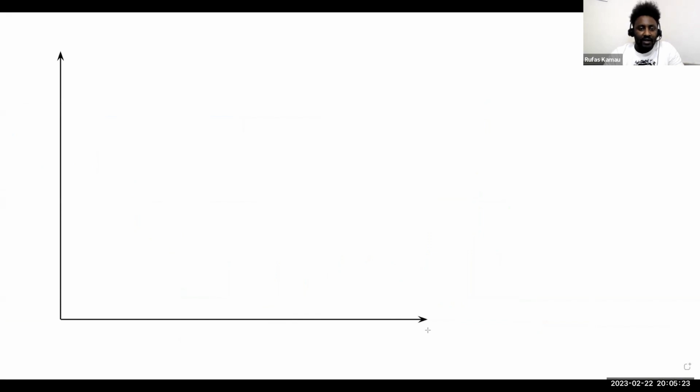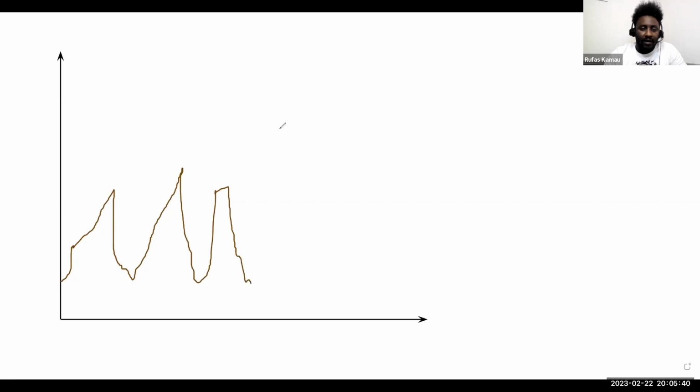Let's say you have a chart. Let's say you're trading gold or EUR/USD or whatever asset you prefer. As you trade, you realize something like this happening. So I'm going to do a rough chart. The market is going up and then down, and then up and then down, and then up and then down.